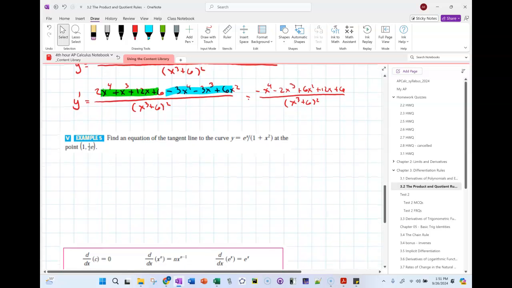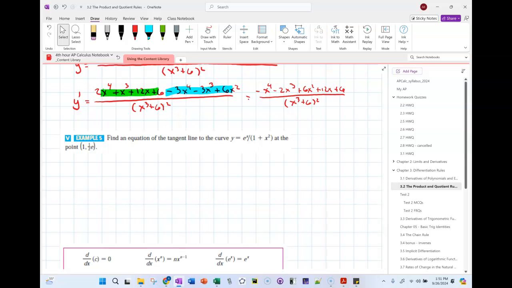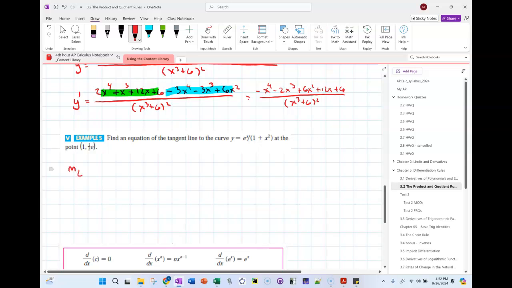All right. Another example, it says find the equation of the tangent line to the curve e to the x divided by the quantity 1 plus x squared at the point 1, 1/2 e. So to write the equation for a line, I need a point and a slope. I have the point, right? What do I still need? The slope. How am I going to get it? The derivative, right?